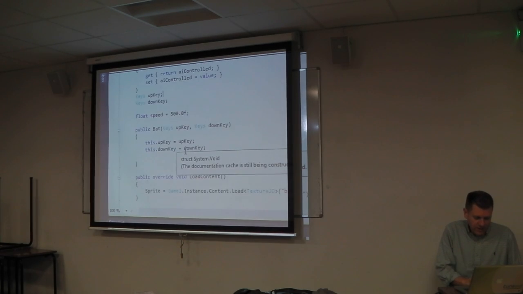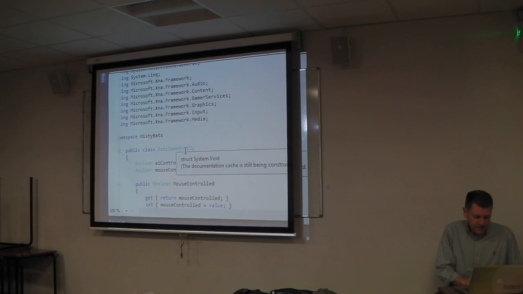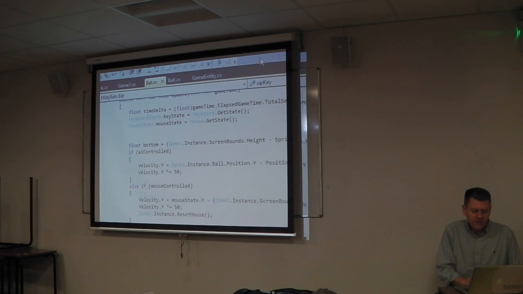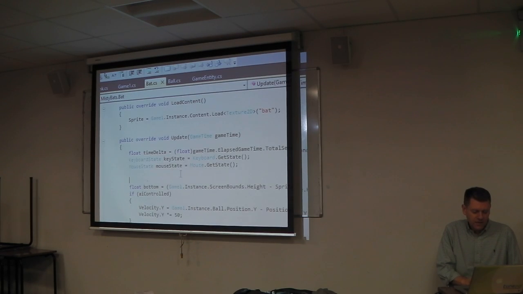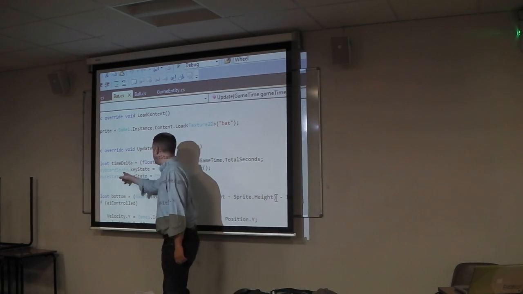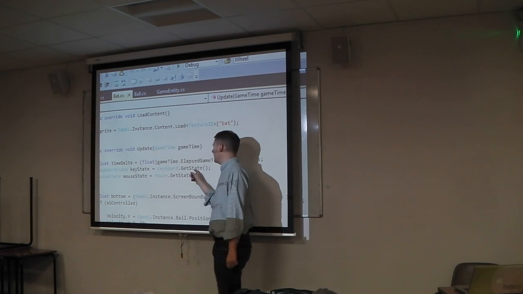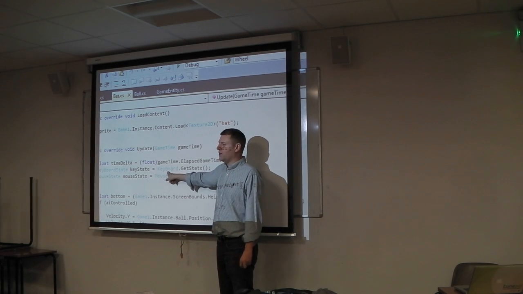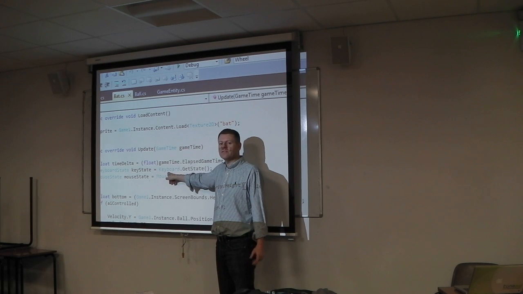And then, is there anything else significant here? Yeah, in the update, here's an example of static methods, right? You can see here that in the update method, I go keyboard state, key state equals keyboard.getState. This is an example of a static method, because the class is called keyboard. Right? There's no instance of the keyboard created.